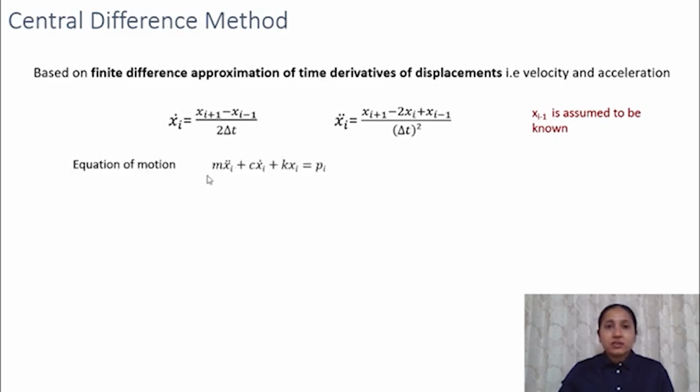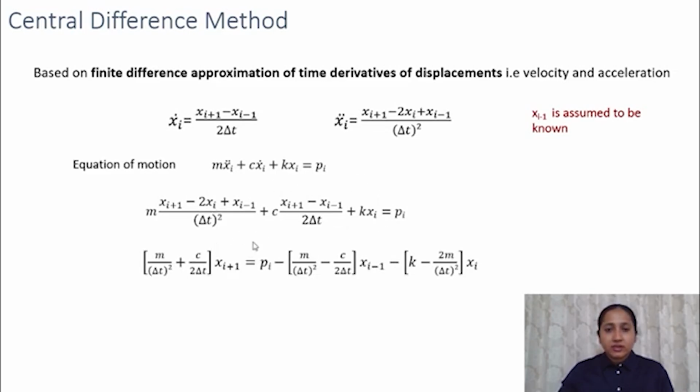So we know that the equation of motion at the time instant i is given by m x double dot i plus c x dot i plus k x_i is equal to p_i. So we can substitute these finite difference expressions into this, and this equation will become m x double dot, that is this expression, plus c x dot, that is this expression, plus k x is equal to p at instant i. We can rearrange this equation.